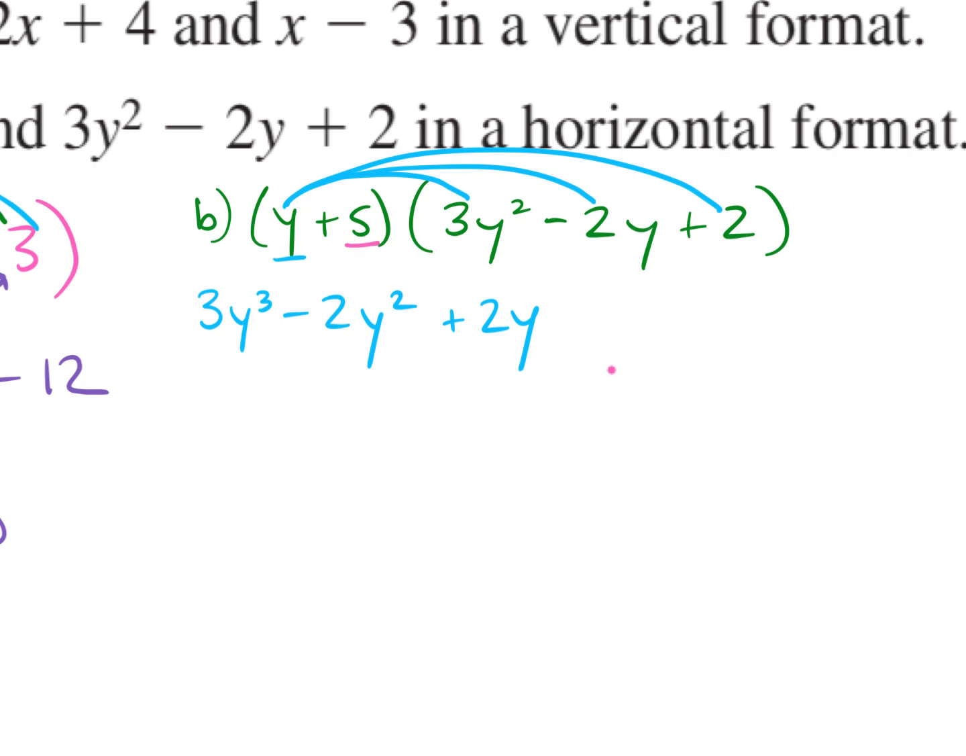Now we're going to move on to 5. What's 5 times 3y squared? 15y squared. 5 times negative 2y? Negative 10y. And 5 times 2? 10.